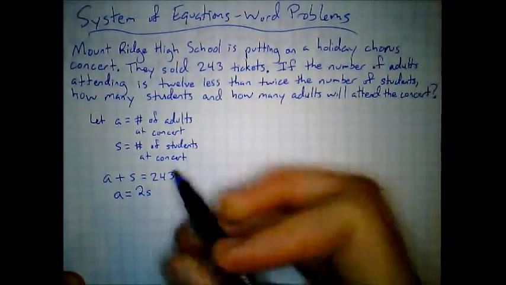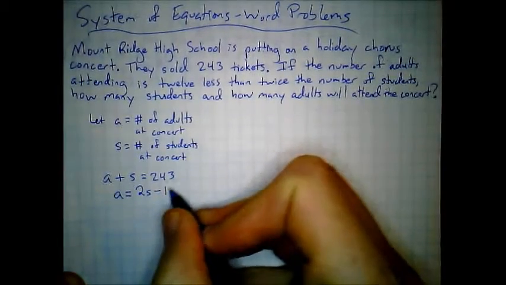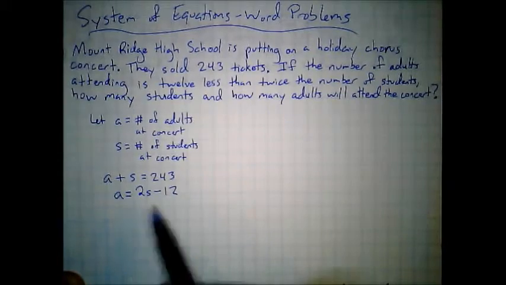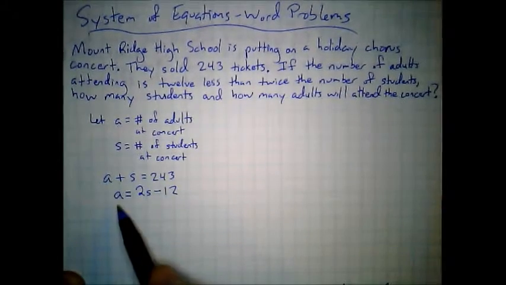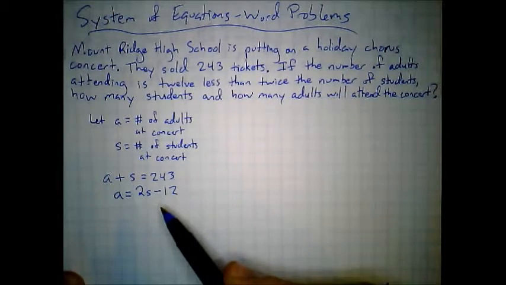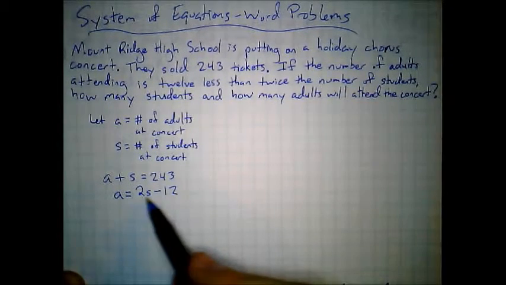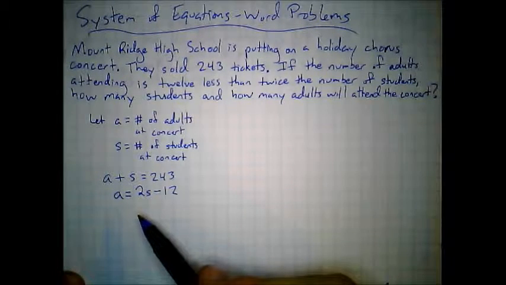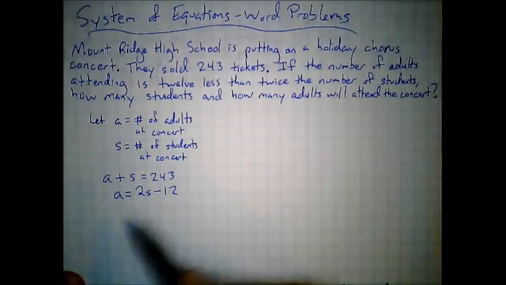And then it's 12 less than this, and 12 less than something is minus 12. So this equation, even though it looks confusing, does in fact mean the number of adults is 12 less than twice the number of students. I'm going to multiply the number of students that went, subtract 12, and that tells me how many adults went to this concert. So this is my other equation.